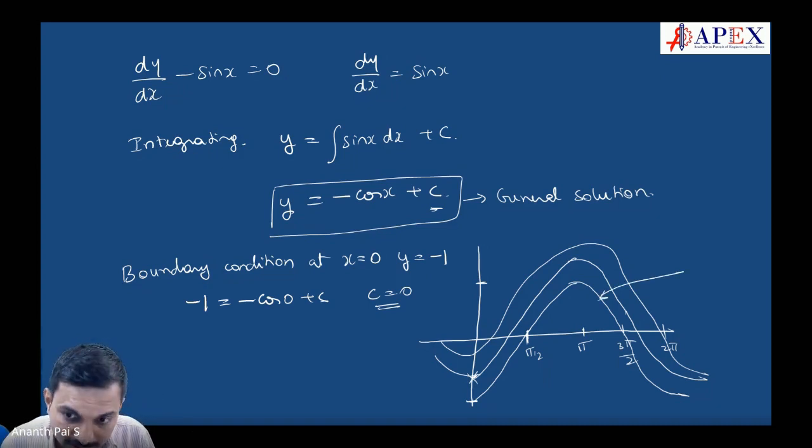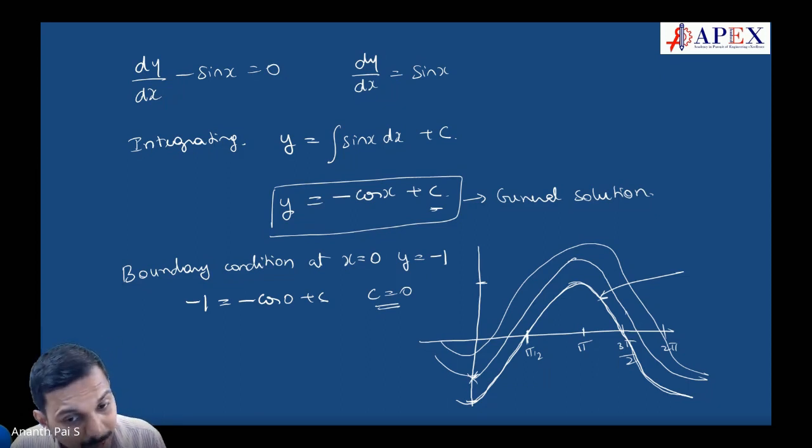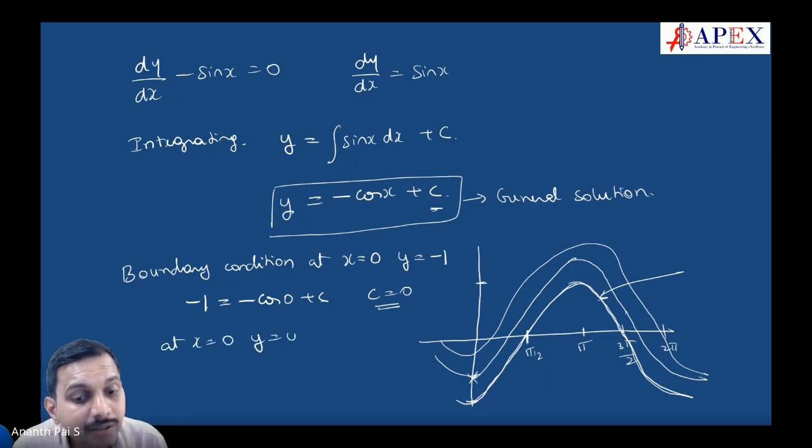Make sense? C is equal to 0 is this curve. This corresponds to this particular solution. Observe. This corresponds to this particular solution. If I have the boundary condition that at x is equal to 0, y is equal to 0, if I put like that, then what will happen?